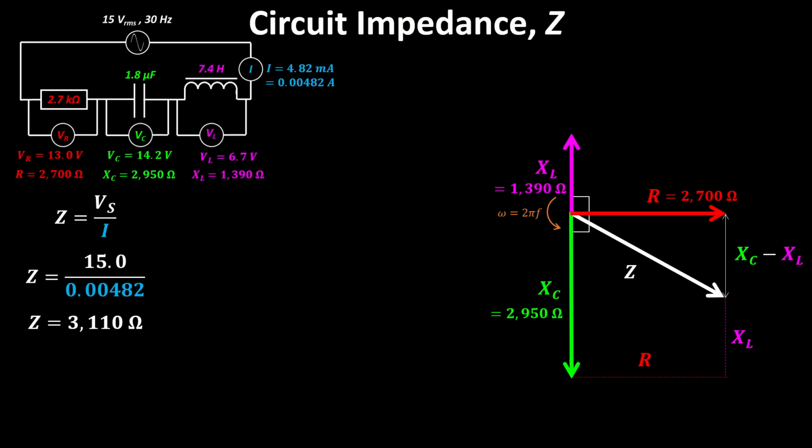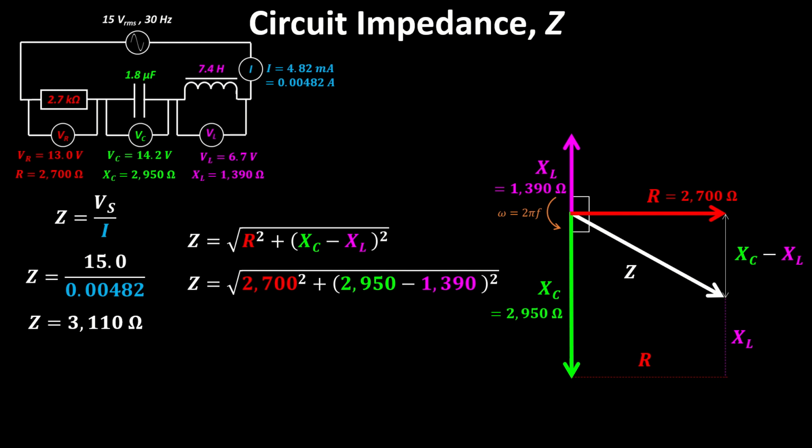Except that triangle has R along one side and the other side is XC minus XL. It's the difference between the capacitor and inductor reactances. So Z is the square root of R squared plus (XC minus XL) squared. And if we plug in the numbers that we have there, we find that we get 3,110 ohms. Again, it's the same value calculated in two different ways.